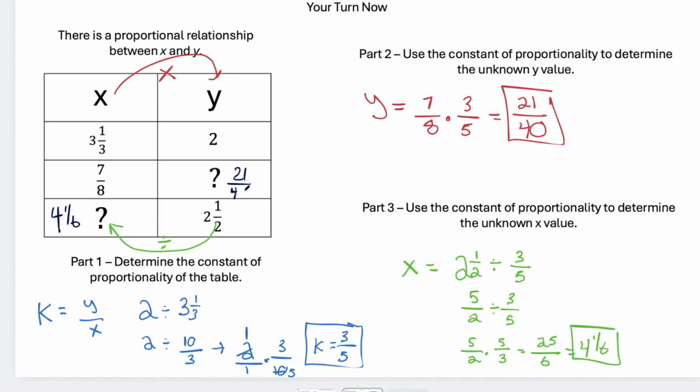One last big point I want you to understand. This table shows a proportional relationship, which means when I do y divided by x, when I do 2 divided by 3 1/3, when I do 21/40 divided by 7/8, and when I do 2.5 divided by 4 1/6, I should get the same thing. In fact, for all of these, we get 3/5. And that's how we know it's a proportional relationship.